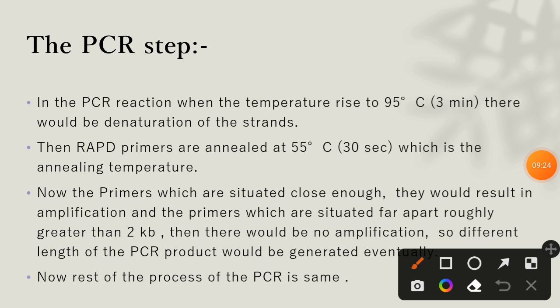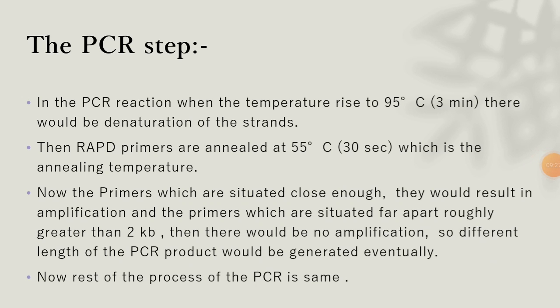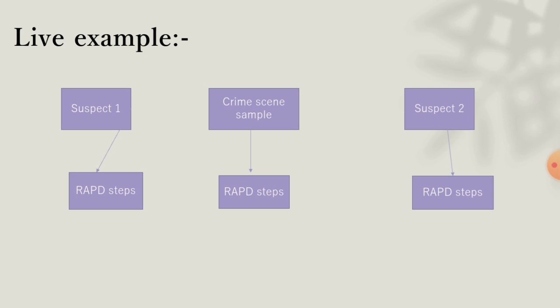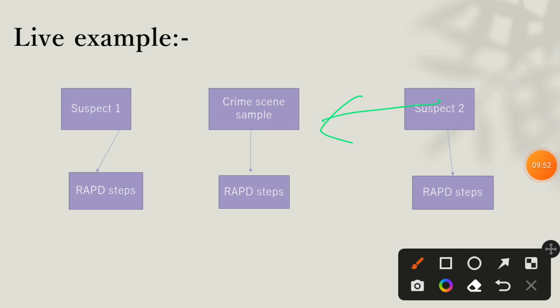Now we will run them in agarose gel, and then we can analyze the genetic variation of an individual. Now it will be important to understand the application of the random amplified polymorphic DNA in real life. So again we are going to take an example of a criminal case. Let's say you are a detective and you have isolated a hair sample from a crime scene.